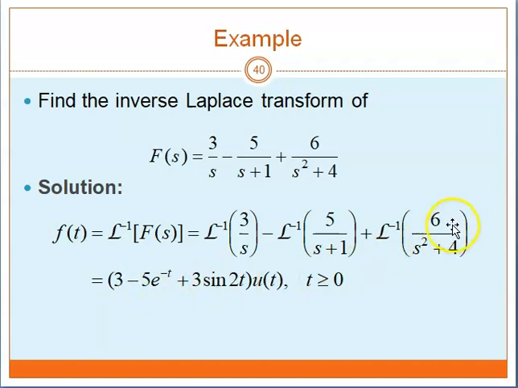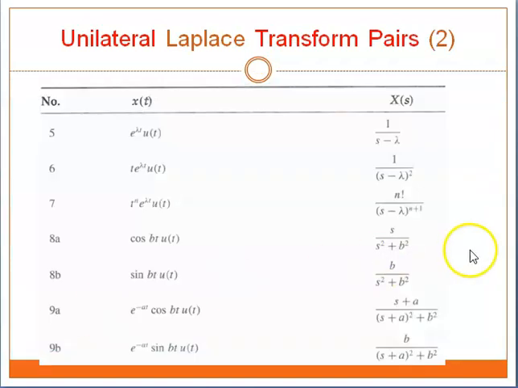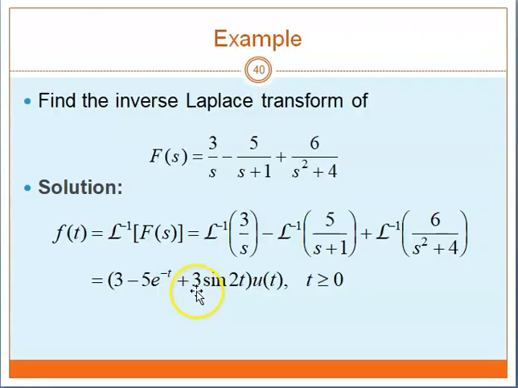And finally, you have 6 over s squared plus 4. Please refer to the table. Here you have b over s squared plus b squared. So here that would be 3 sin(2t) u(t) based on this one. That's why you have here 3 sin(2t) u(t). So that will give you the inverse Laplace transform for the given equation.